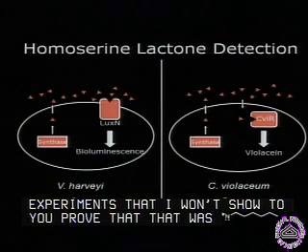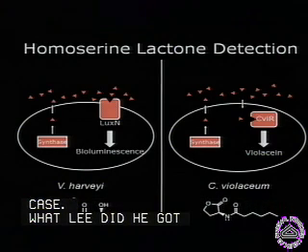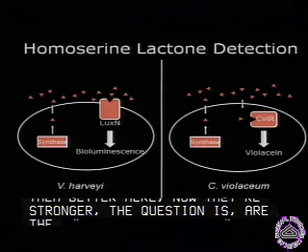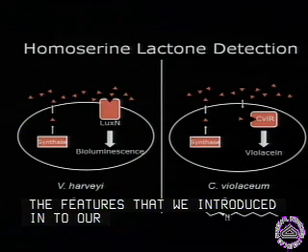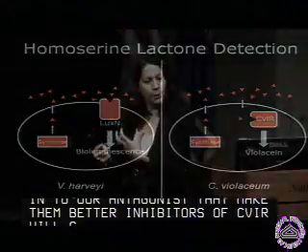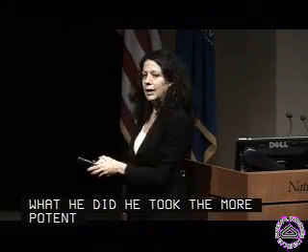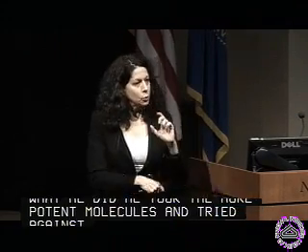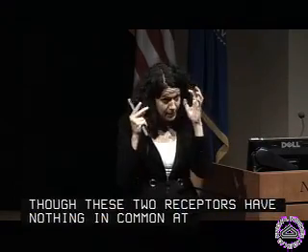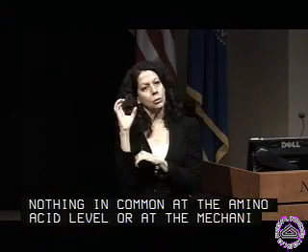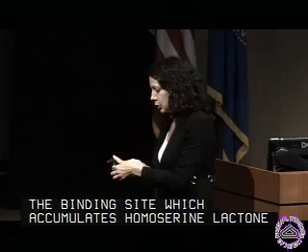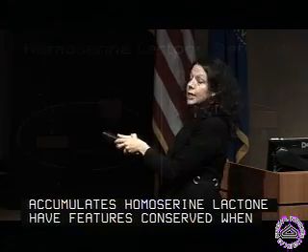So now what Lee did was he originally got molecules here, he tried them here, he made them better here, right? So now they're stronger. And so the question is, are the features that we introduced into our antagonists that make them better inhibitors of CviR, will those be conserved over here? And so then what he did was he took the more potent molecules and tried them against Vibrio harveyi, and sure enough, they got stronger. And so what that means is that even though these two receptors have nothing in common at the amino acid level or at the mechanism level, the binding site, which accommodates a homoserine lactone, must have these features conserved, so that when we make the molecules better antagonists in this context, it also works here.